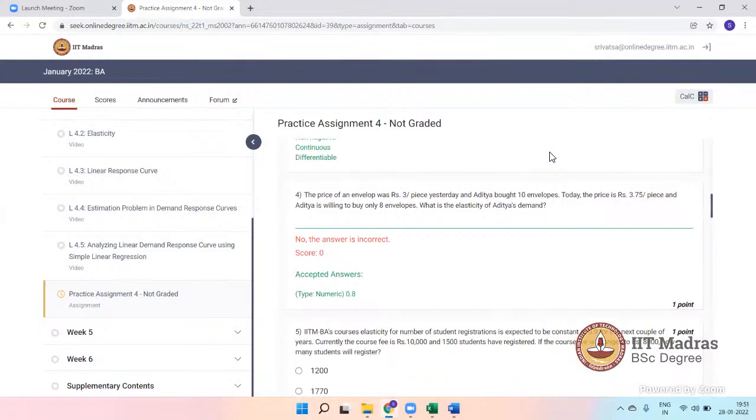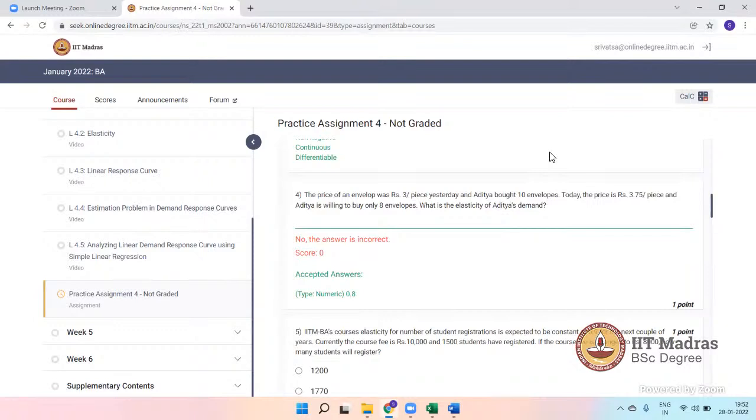I believe it should be 0.8. Yeah, 0.8. And it will be a positive number because you have to take the modulus of price elasticity. So it is Q2 minus Q1 divided by Q1, right? Yes, the percentage change in quantity divided by the percentage change in price. I was applying a wrong formula. I was doing Q2 minus Q1 by P2 minus P1. It's percentage change, not quantity change.